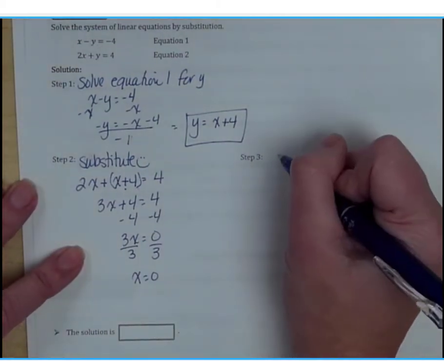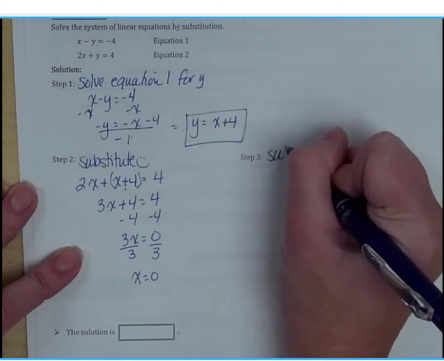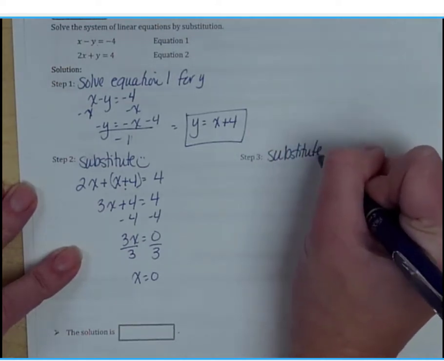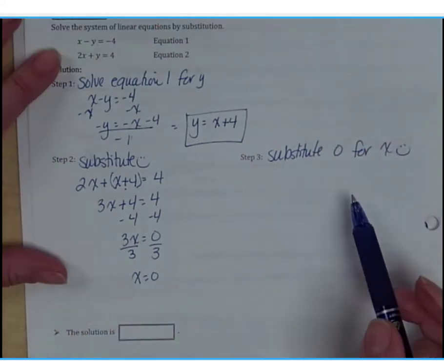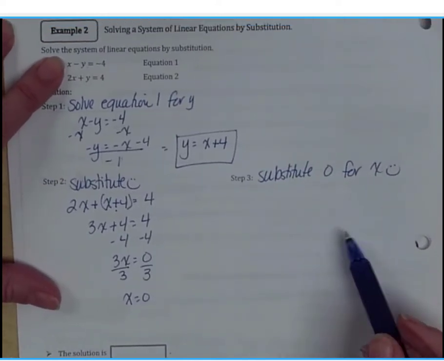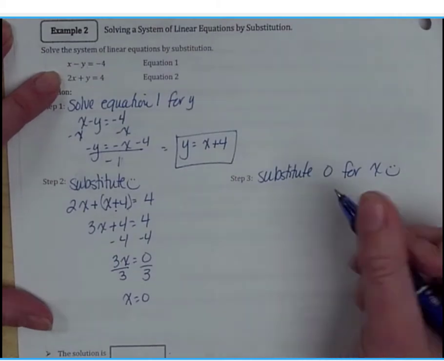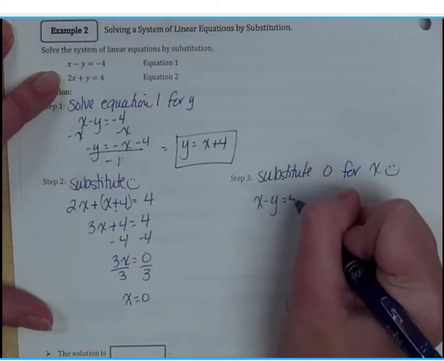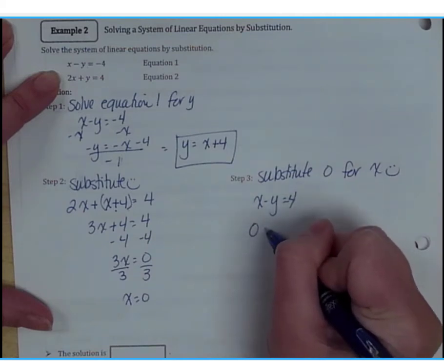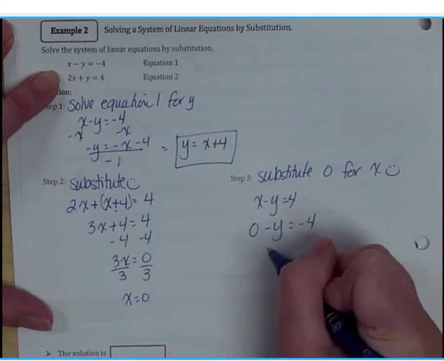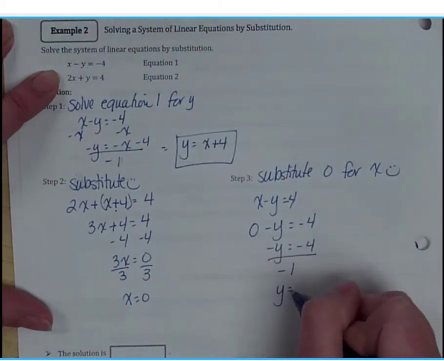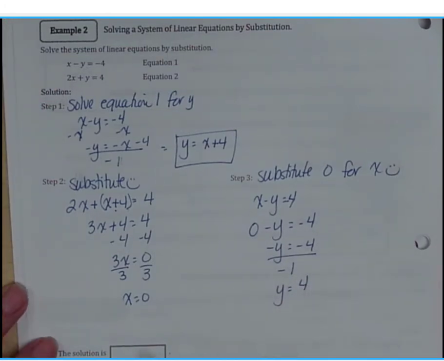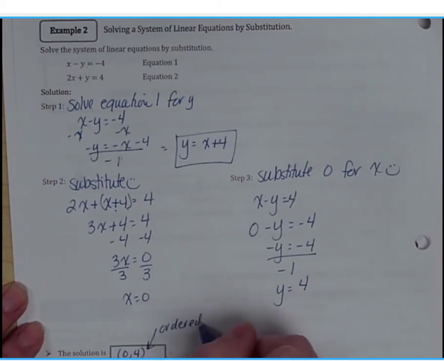Now, my step 3 is I'm going to go ahead and substitute again. This time, I'm going to substitute 0 for x. Now, I really can use any equation I want here. It doesn't matter since I'm solving for y and I have a value for x. So I'm going to go ahead and do that first one. So I have 0 minus y equals negative 4. So I have negative y equals negative 4. Divide all of that by negative 1, so I get y equals 4. Now, my solution, remember, needs to be an ordered pair.